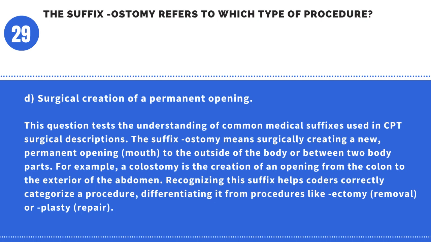This question tests the understanding of common medical suffixes used in CPT surgical descriptions. The suffix ostomy means surgically creating a new, permanent opening, mouth, to the outside of the body or between 2 body parts. For example, a colostomy is the creation of an opening from the colon to the exterior of the abdomen. Recognizing this suffix helps coders correctly categorize a procedure, differentiating it from procedures like ectomy, removal, or plasty, repair.